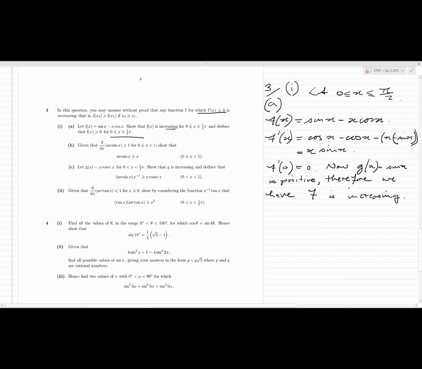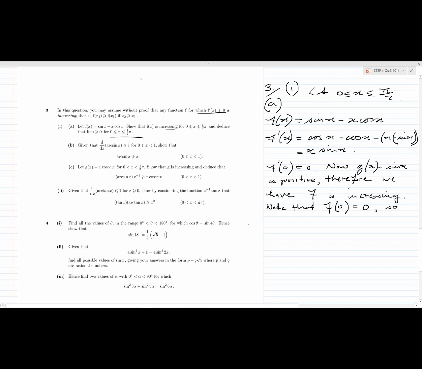So note that f of 0 is equal to 0, because we get sine of 0 is 0, and then cos of x when x is 0 is 1, but x multiplied with that when x is 0 is going to give you 0, so you have just 0.